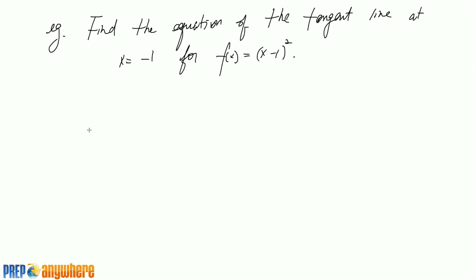Okay, so roughly, this is this. We have a parabola that's like here, and here's -1. So I want you to find the equation of the tangent line that passes through that point right there.